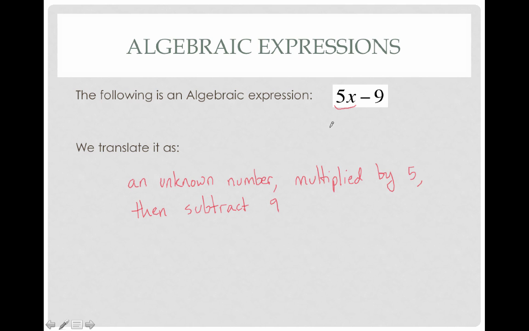So it's like directions, right? It's telling me if I did know what x was, here's what we do to it. We multiply it by 5 first and then subtract 9. And that's the mathematical operations that we're doing to our variable.